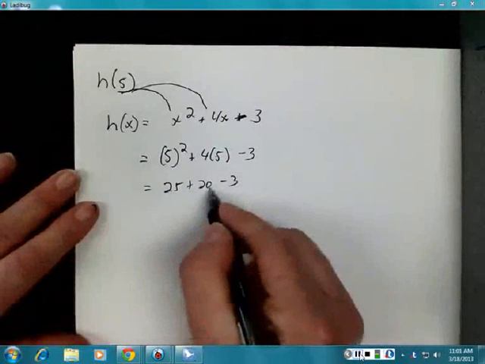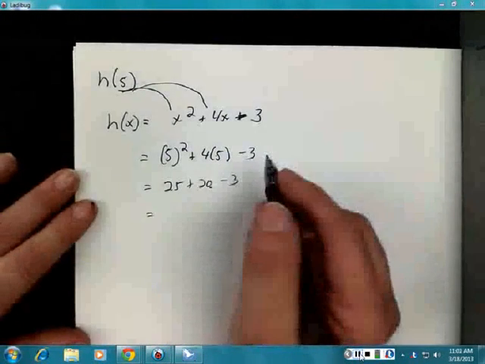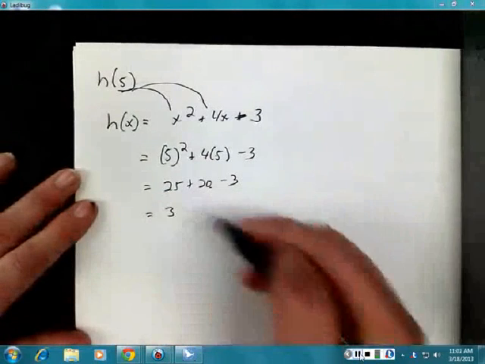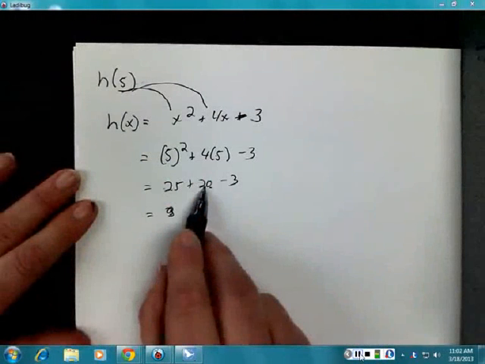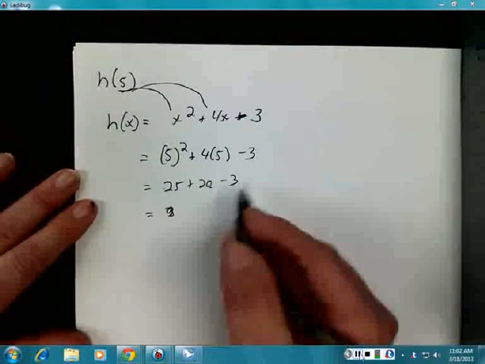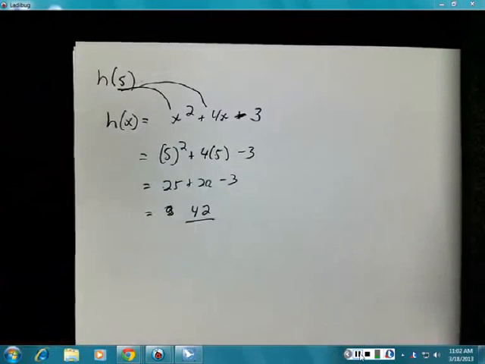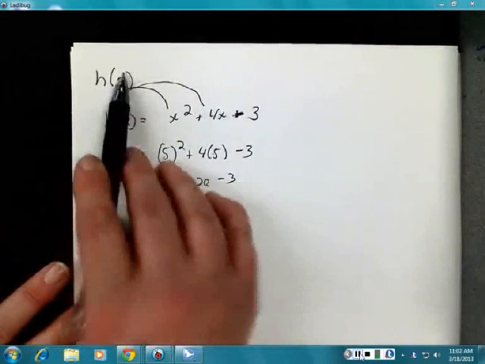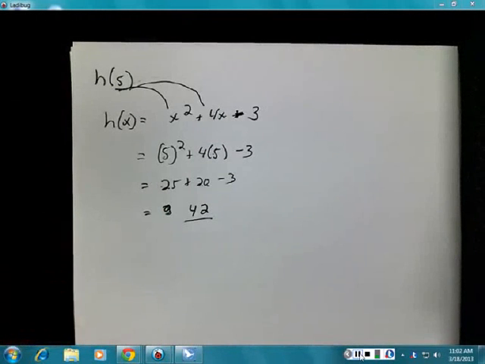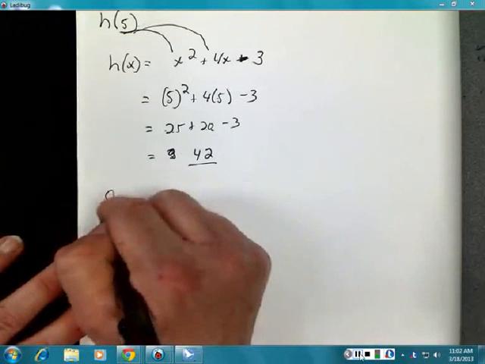25. 4 times 5 is 20. So 25 plus 20 minus 3. My value would end up being 25 plus 20 is 45. Take away 3 is 42. So I'd end up with 42 for an answer. And that's what is happening when the value of x is equal to 5. So you're basically just plugging that piece back in.